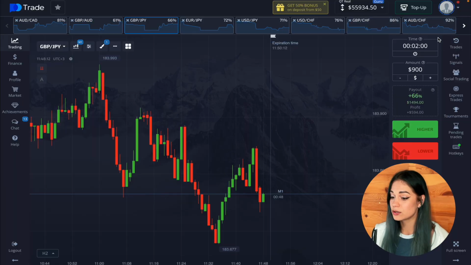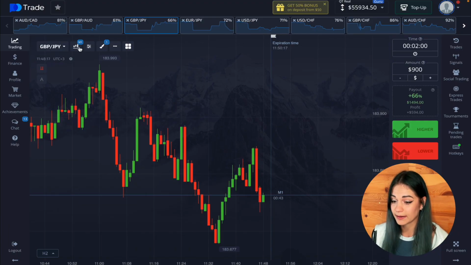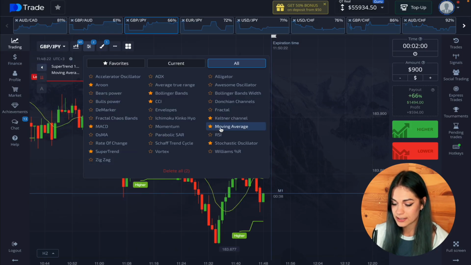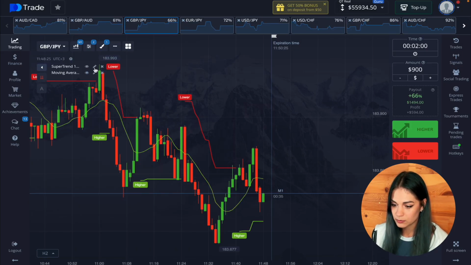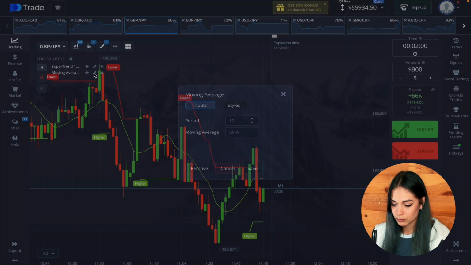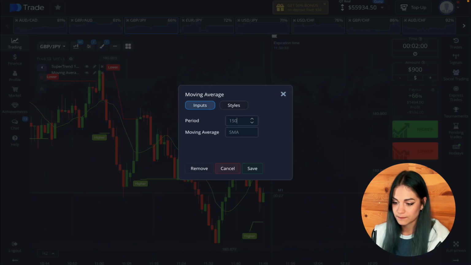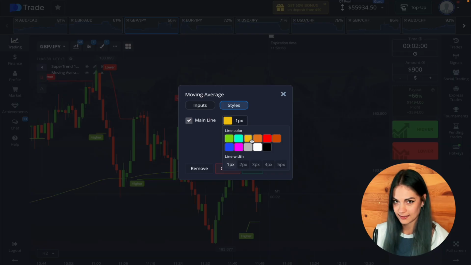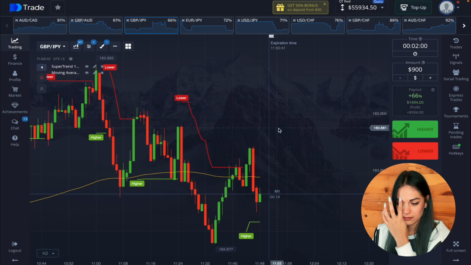Okay guys, now let's finally get to our trading session for today, and first things first, let's get our platform ready. Expiration time 2 minutes. Amount of money I'm using is almost like 1.5% from my bank account. It's $900, and let's get our indicators ready. So super trend and moving average. And super trend, as I told you before, the period is going to be 12 for me. And the moving average is going to be 150 EMA. In styles, I'm going to change it to yellow because I like it that way. But you can choose whatever you like in terms of color.